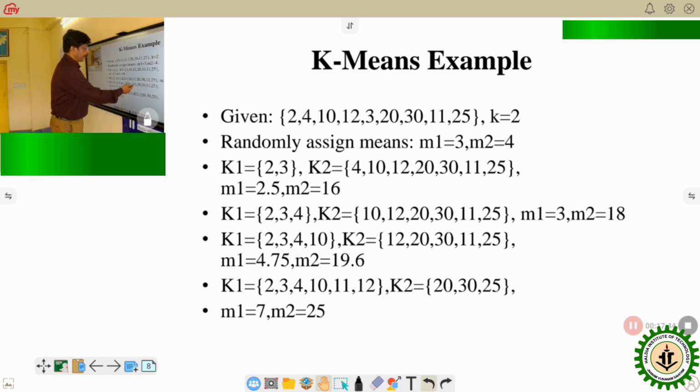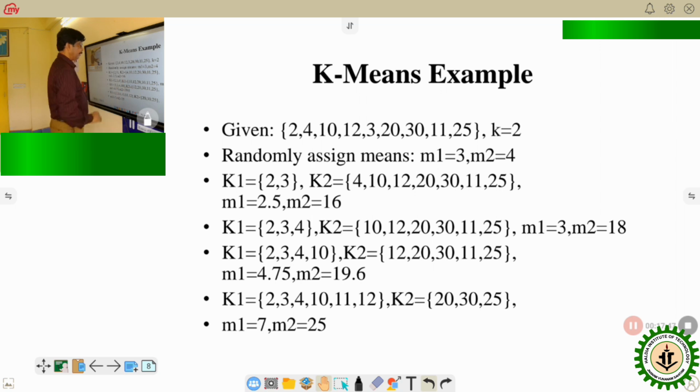Similarly for 12, 20, 30, 11. For example, if I go to 30, what is the distance from 30 to 3? It is 27. What is the distance from 30 to 18? That is 12. As the distance of 30 is less from cluster representative 2, it belongs to the second cluster. Similarly for 25, the distance from 3 to 25 is 22, and the distance from 18 to 25 is 7. So 7 is less than 22, which means it will belong to cluster number 2.